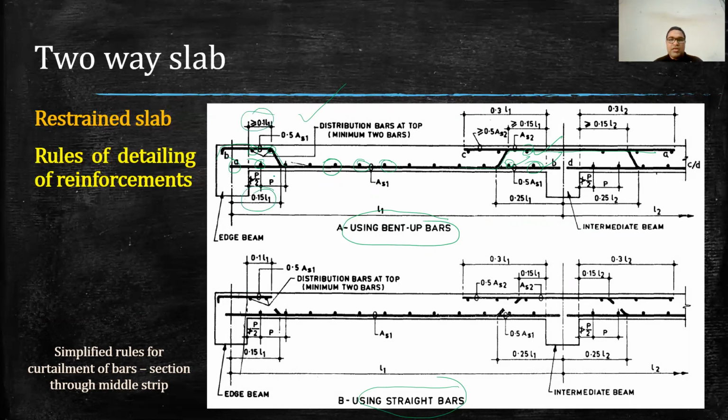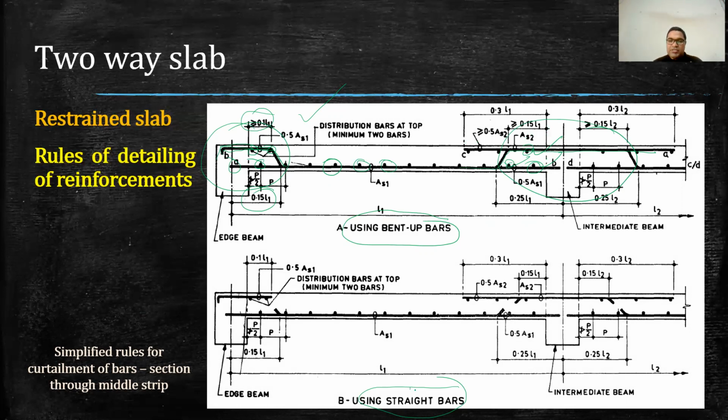Okay. Generally we provide this bent up bar at the edges because, as I said, it will be a restrained slab, and therefore it is generally cast with the beam monolithically, and therefore at the end negative moment may generate. So to avoid that, generally we provide reinforcement at the edges also in the form of bent up bar. Here also, in this region also, negative moment will be there. Well, how it will develop, that I will show you when we solve the design example.